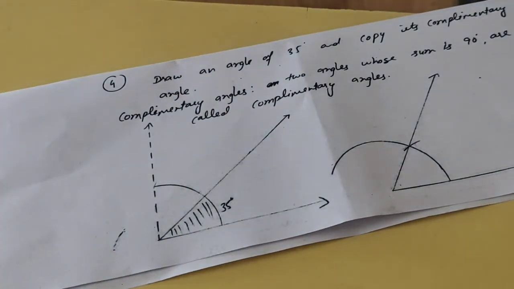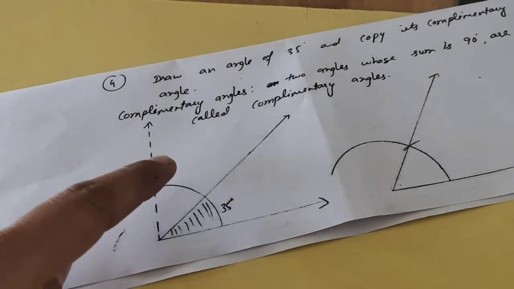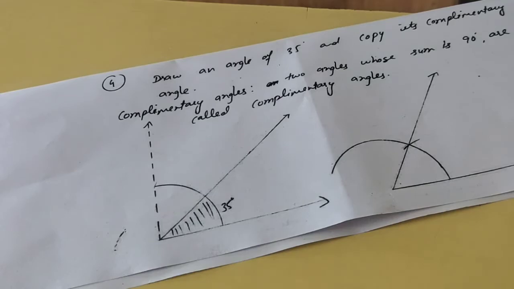So this is the complementary angle of 35 degree. Okay, this is the complementary angle. The copy of this we have made here.